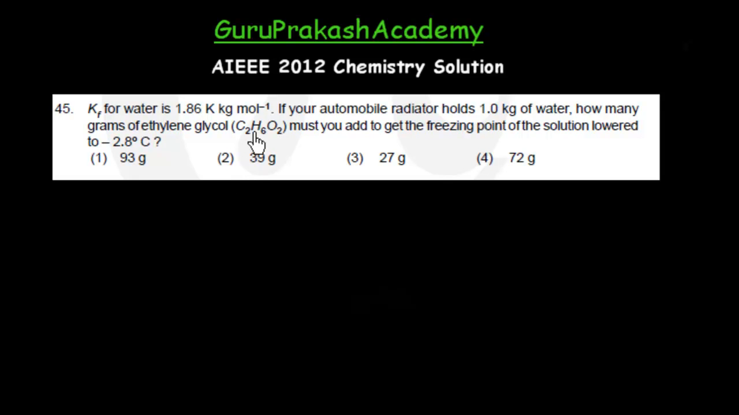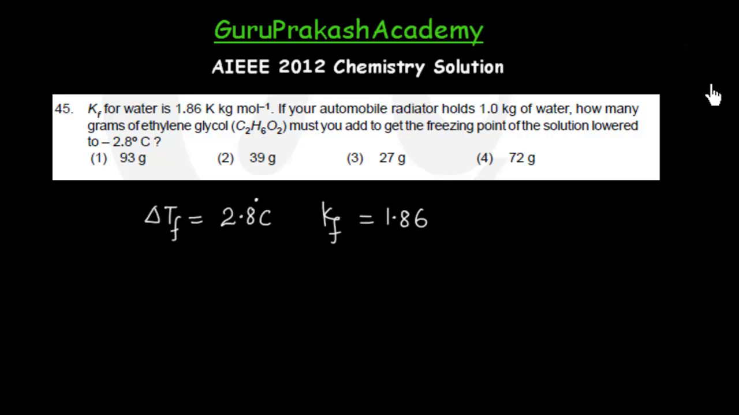Now this is again a straightforward question, a formula based problem. Question says Kf for water is 1.86 Kelvin kg per mole. If your automobile radiator holds 1 kg of water, how many grams of ethylene glycol, that is C2H6O2, must you add to get the freezing point of solution lowered by minus 2.8 degrees centigrade? So basically delta Tf, the lowering in freezing point, is given as 2.8 degree centigrade. Kf is also given, that is 1.86.